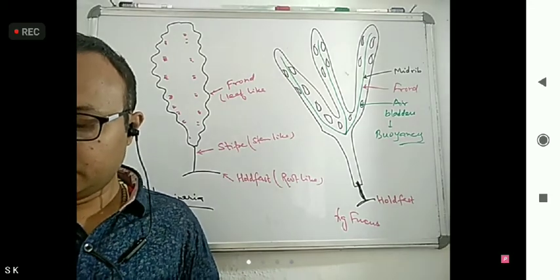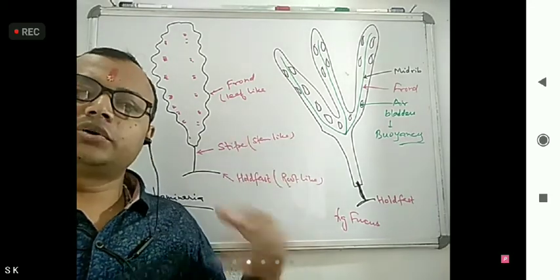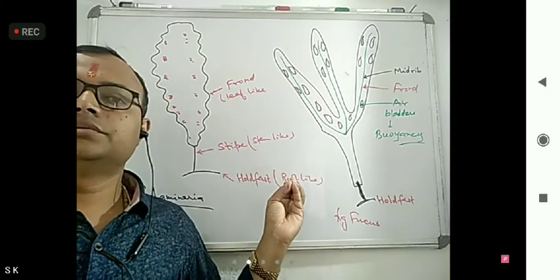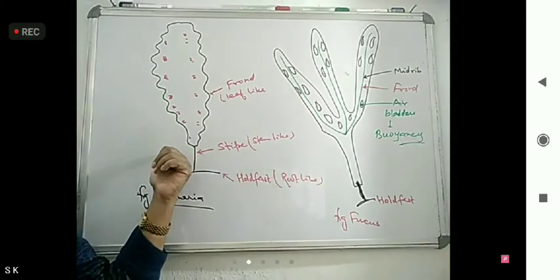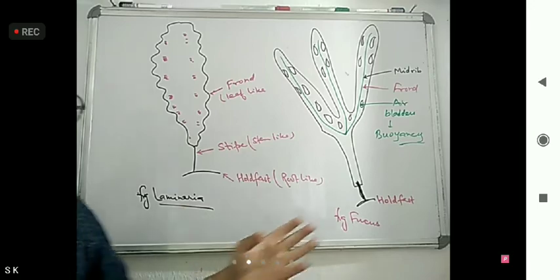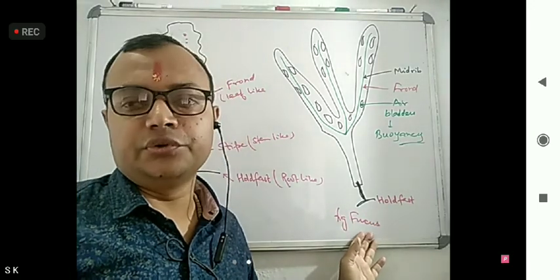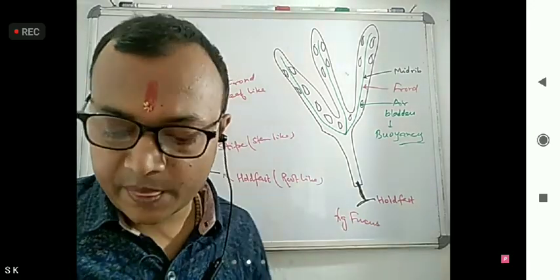Okay. So like that, if questions are coming, you have to give the answer. This diagram belongs to what? Laminaria. This diagram belongs to what? Fucus. So like that, questions are coming.